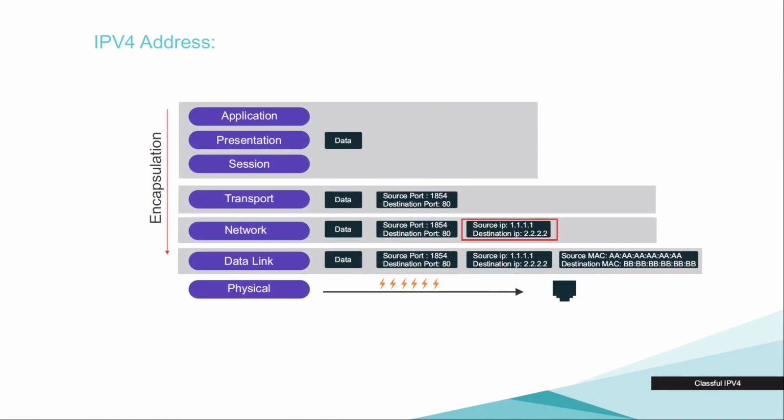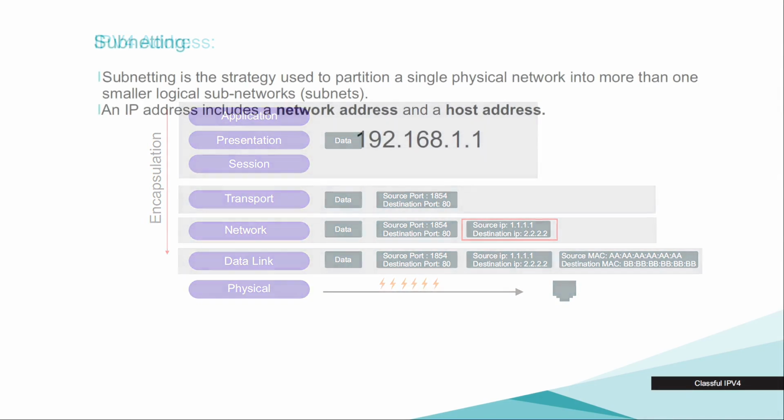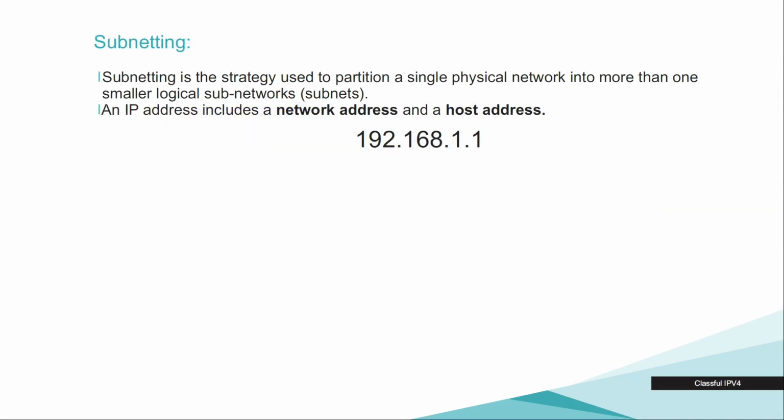We spoke before about the encapsulation process, and we mentioned that in order to send the data, we should have the source IP address and the destination IP address. The IP address is a layer 3 address. First and the most important thing in order to learn about the IP address is subnetting.